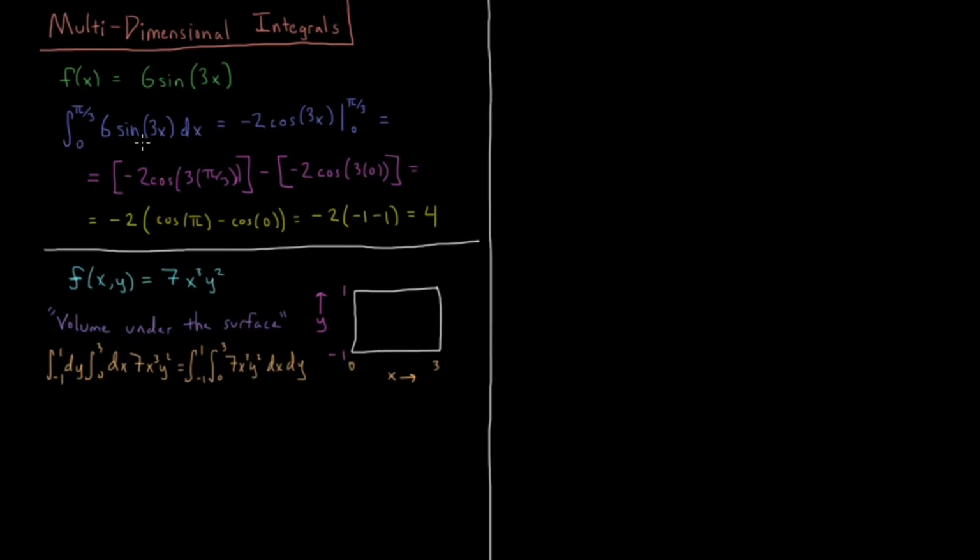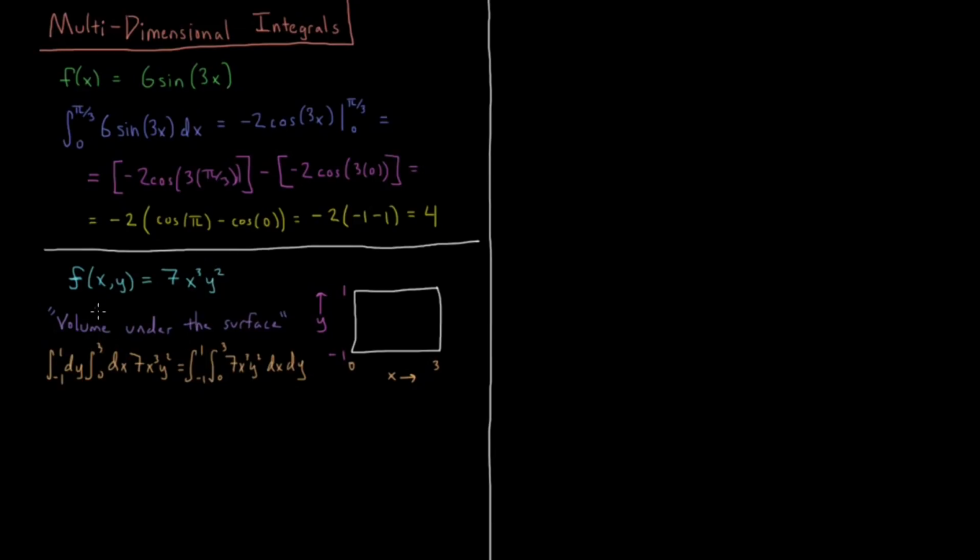So I first find the function whose derivative is this function, which is minus 2 cosine 3x, from our integral rules. I evaluate this at pi over 3, subtract the value at 0, and evaluate the result, and I find that the area under the curve between this function and the x-axis from 0 to pi over 3 is 4. That area is positive if it's above the axis and negative if it's below it.